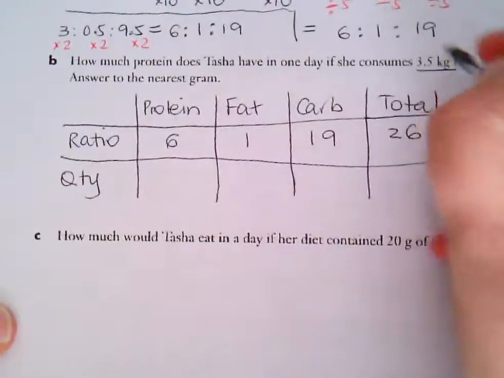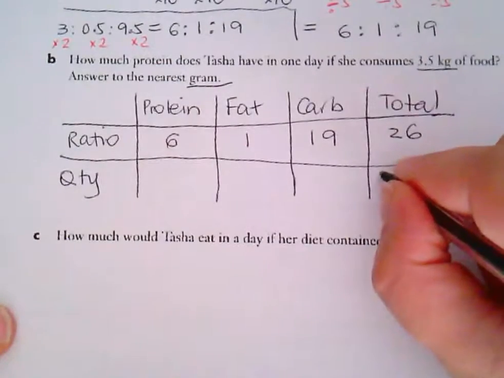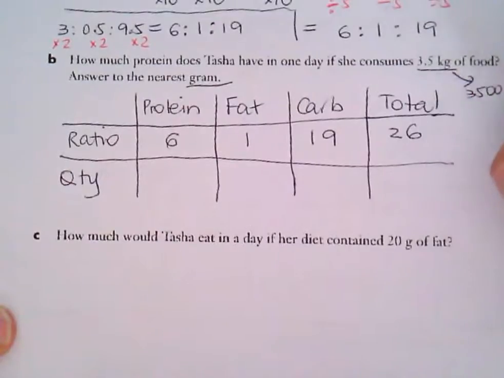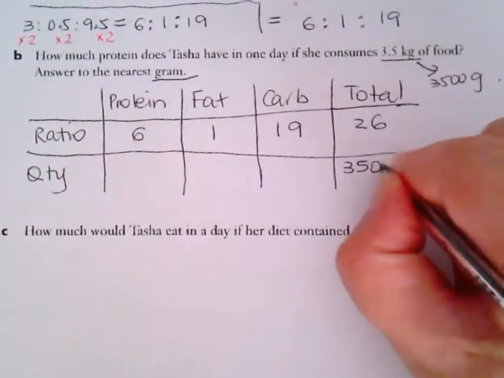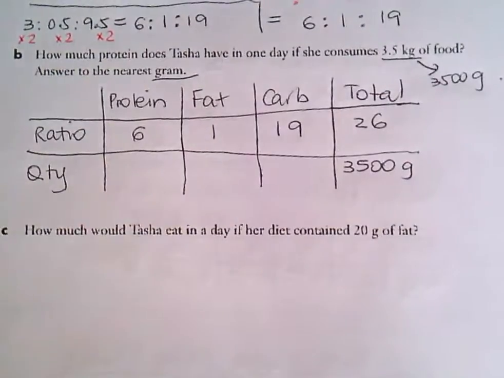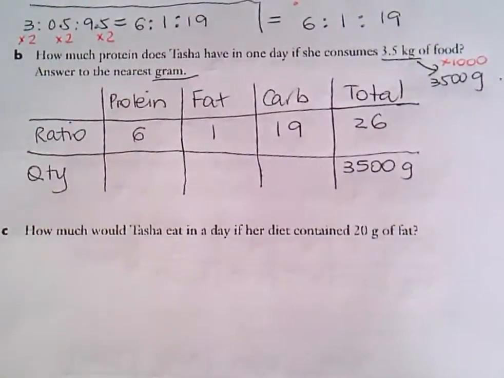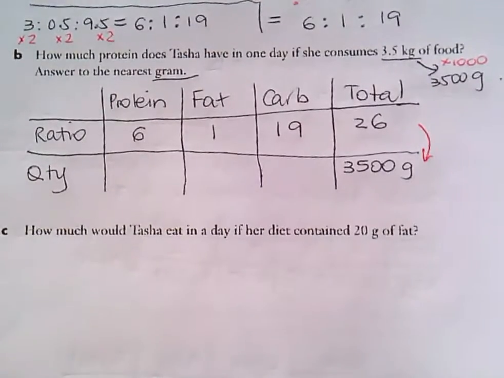And quantity, it says how much protein does Tasha have in one day if she consumes 3.5 kilos of food, but give your answer to the nearest gram. We're going to convert, we know that our total is 3.5 kilos, but that is 3,500 grams. So instead of entering total 3.5 kilos, we can times that by 1,000 to get 3,500 grams. I'm going to go times 1,000, right? Now, we have to say, how do we go from 26 to 3,500?